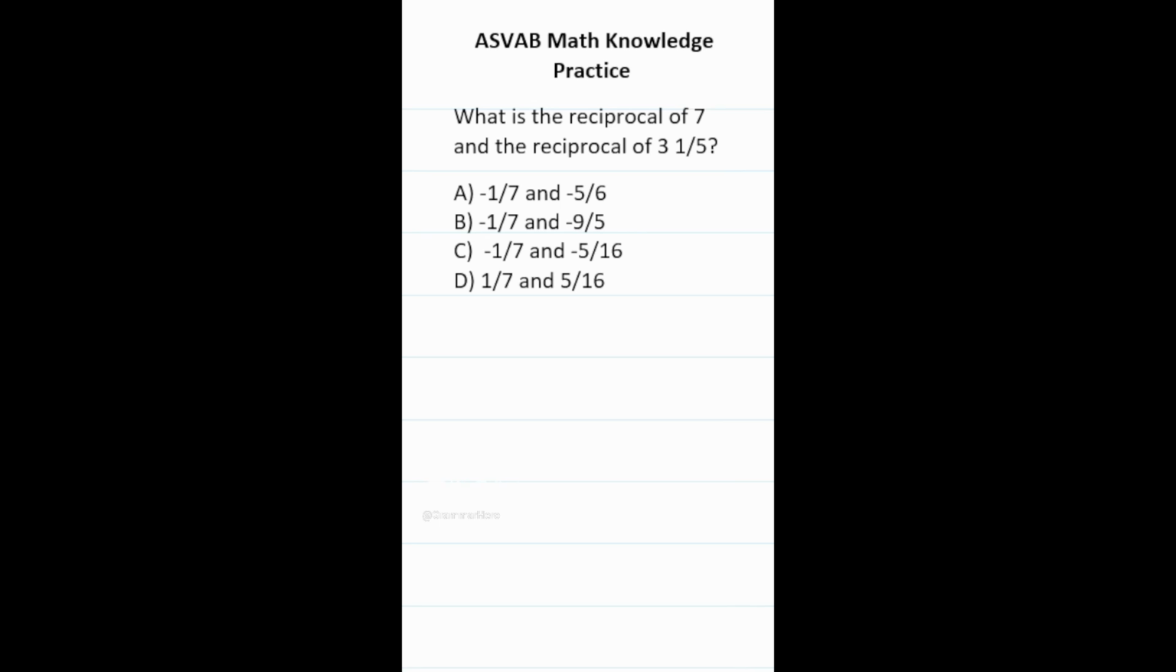This ASVAB PiCAT math knowledge practice test question, we're trying to figure out what the reciprocal of 7 is and the reciprocal of 3 1/5. Let's start with 7. The first thing I'm going to do is write that as a fraction by placing it over 1. Again, 7 divided by 1 is just 7. To find the reciprocal, we're just going to flip-flop these two. Reciprocal of 7 over 1 is 1 over 7.